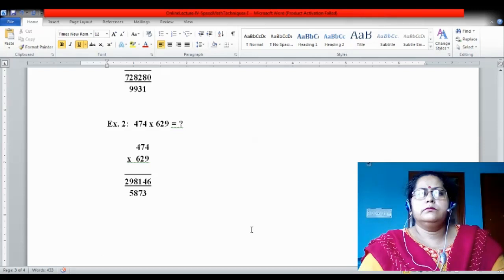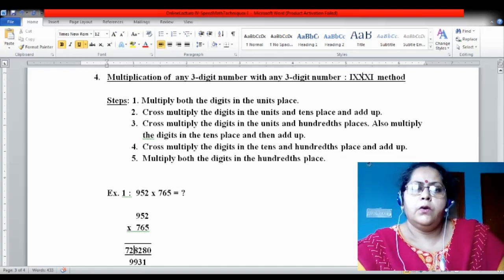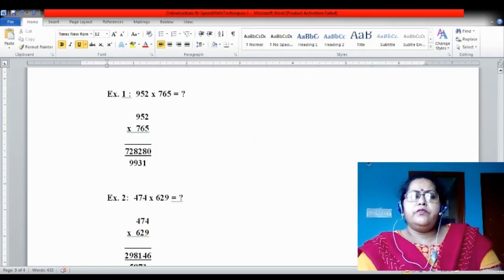Okay, so for our better understanding, let us see one more example where we have to follow all the 5 steps as we had already mentioned here. Maybe we look quickly into the steps once again. Multiply both the digits in the units place, then cross multiply units and tens place and add up, then cross multiply units and hundreds place and multiply the digits in the tens place and then add up, cross multiply the digits in the tens and hundreds place and add up, multiply both the digits in the hundreds place. So let us see this second example with all the steps.